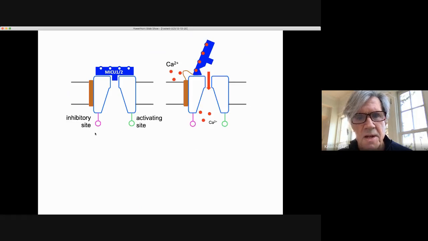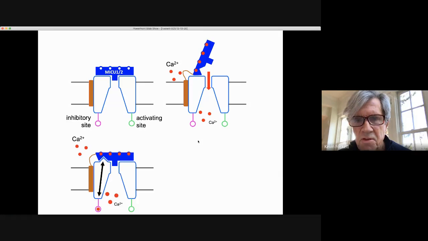So this suggests a new model in which we postulate that on the matrix side, there's an inhibitory site and an activating site. And so here's a little schema for the way the channel might work when the MICU1, MICU2 EF hands are liganded by calcium. When cytoplasmic calcium goes up, the channel opens because of a conformational change in MICU1, MICU2. Calcium fluxes through the channel. Calcium then can bind to an inhibitory calcium binding site. And despite the fact that MICU1 and MICU2 is calcium liganded, the channel closes. And that's not accounted for in any model right now.